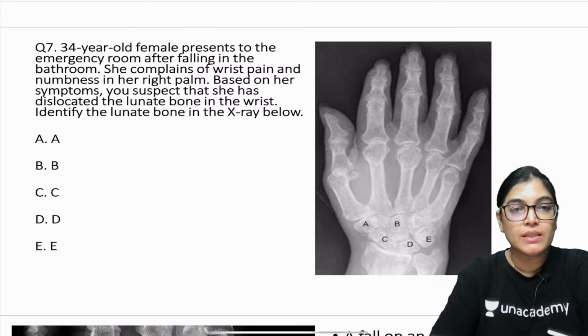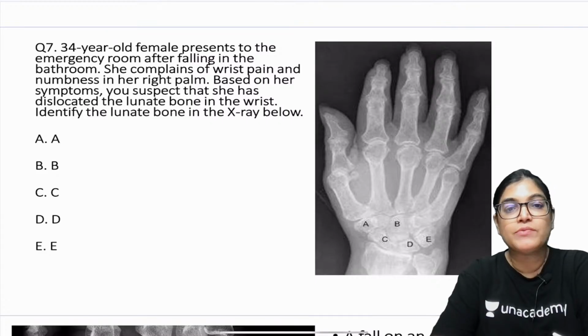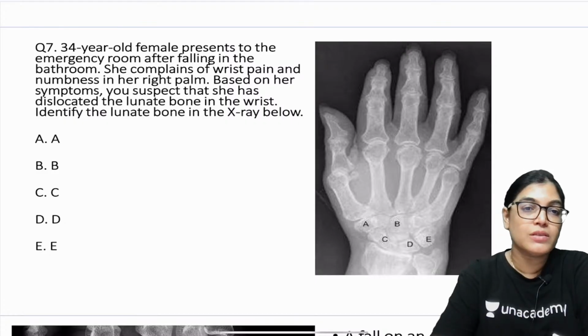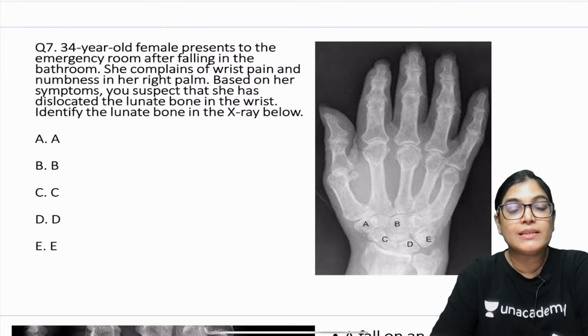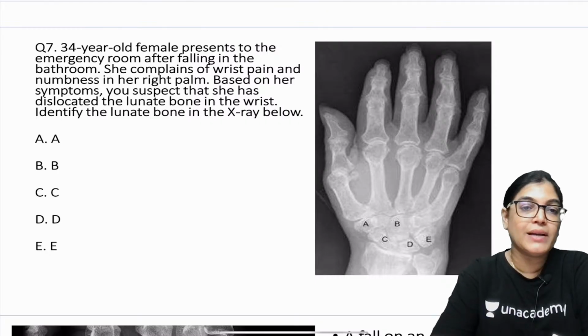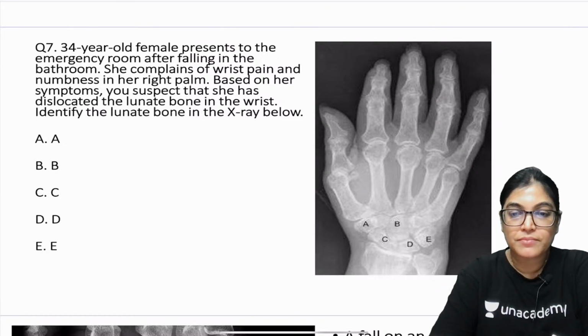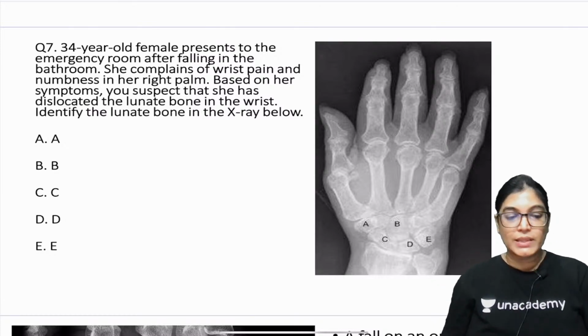A 34-year-old female presents to the emergency room after falling in the bathroom. She complains of wrist pain and numbness in her right palm. Based on her symptoms, you suspect that she has dislocated the lunate bone in the wrist. Identify the lunate bone in the X-ray.